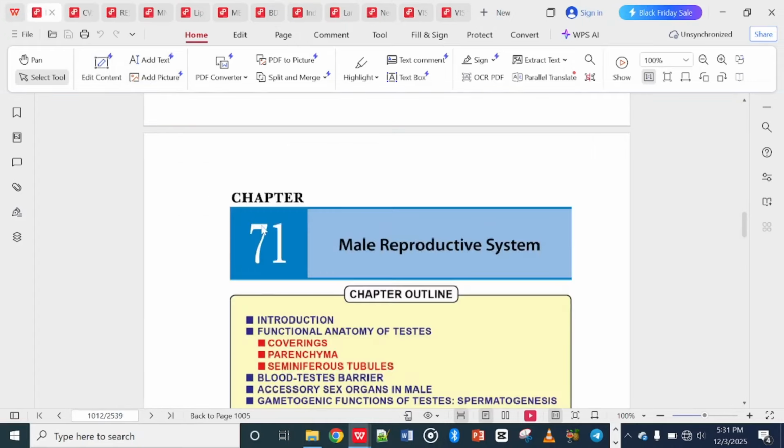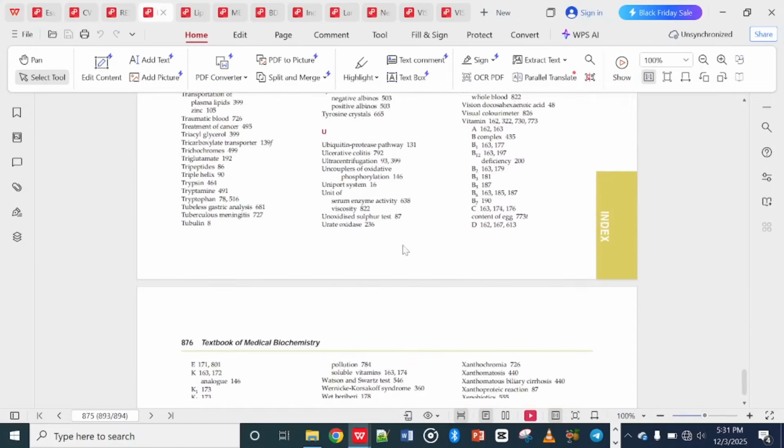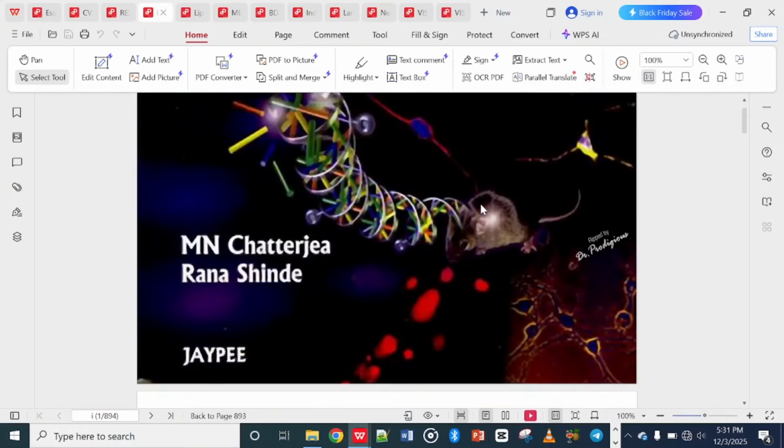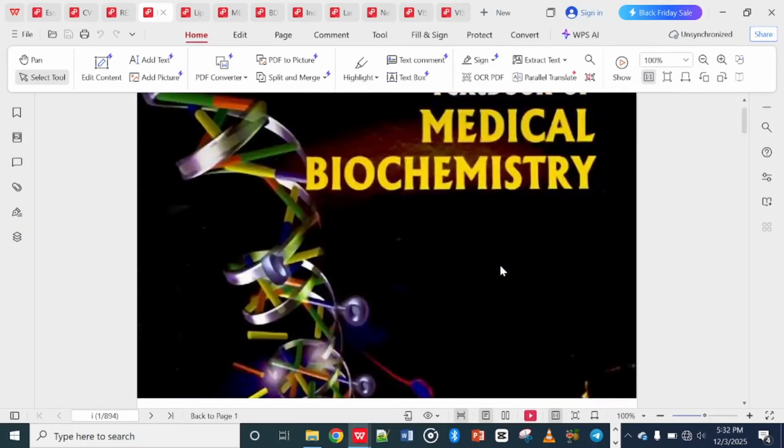Then we also have, for biochemistry, this is the textbook I use, this one by M. N. Chatterjea. But actually I use this biochemistry textbook as a reference, because our slides are usually very, very detailed.